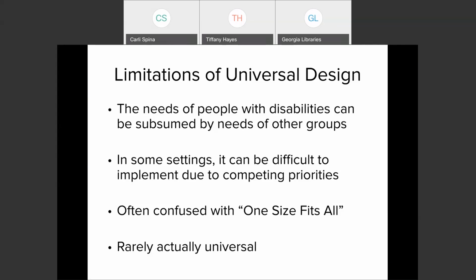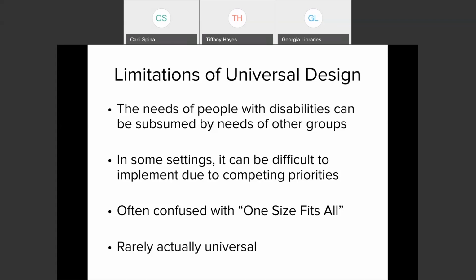And particularly when we talk about the needs of people with disabilities, another common concern or limitation of universal design is that if you are thinking to yourself, I'm trying to meet the needs of everyone, sometimes if people aren't very conscious of this potential unconscious bias, the needs of people with disabilities can be the first to get cut when people aren't sure that they have the budget or the ability to do everything. So their needs can actually get subsumed by the needs of other groups, even in projects that initially start out hoping to be universally designed.